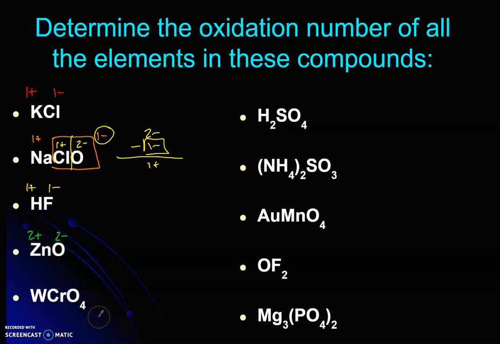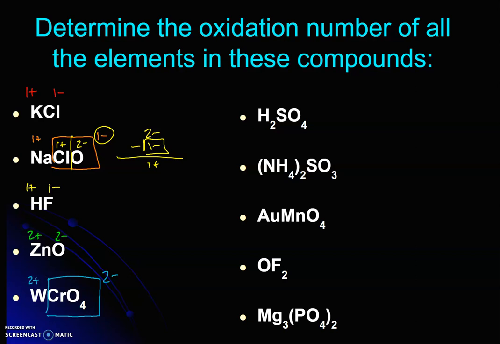Tungsten chromate. Okay, so what is tungsten chromate going to be? I know the charge on chromate. Chromate is a 2 minus. So tungsten has to be a 2 plus. So this is tungsten 2 chromate.